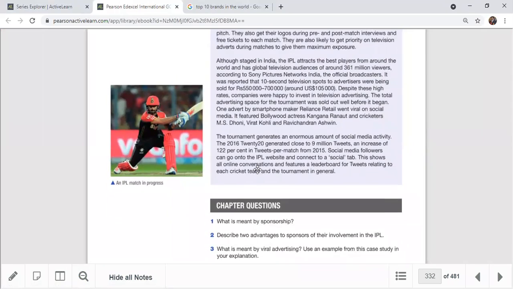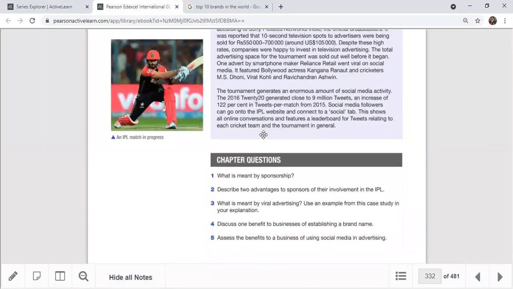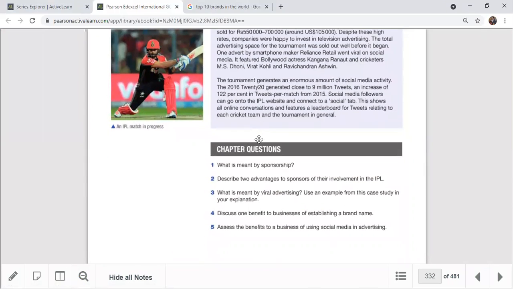What are the questions they're asking? What is meant by sponsorship? So it's like giving money, commercially supporting some team or some event to get publicity. You see here, behind it's Vodafone. On the players, from the bottom, the t-shirt, gloves, everything, you can see brands visible.